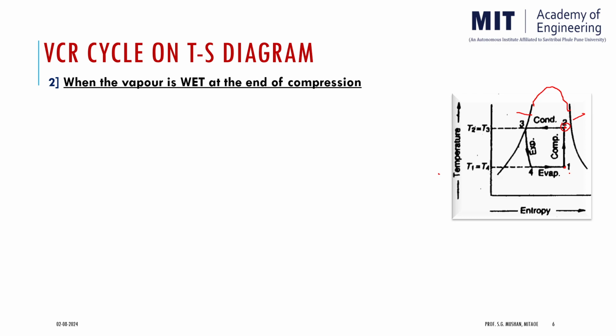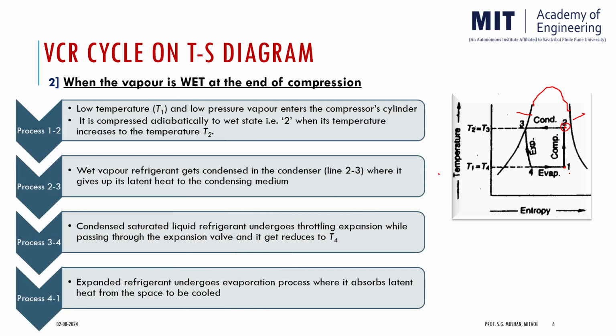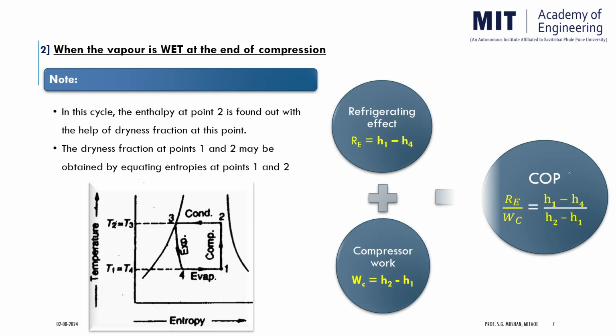Once we plot this process on the diagram, the next task is to find out the performance. Here again the formula remains the same: the COP is equal to the net refrigerating effect upon the compressor work. The refrigerating effect is obtained between the 4 to 1 process, so it is H1 minus H4, and the work consumed by the compressor is between 1 to 2, so it is H2 minus H1. Finally, the equation is H1 minus H4 divided by H2 minus H1.